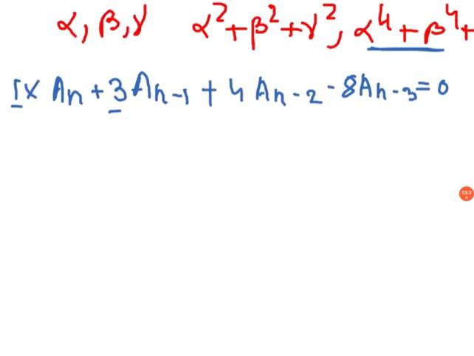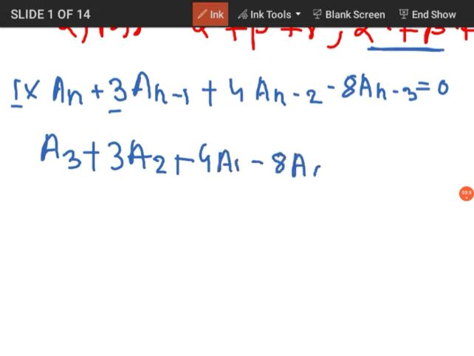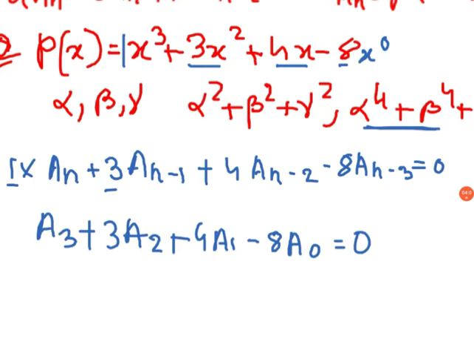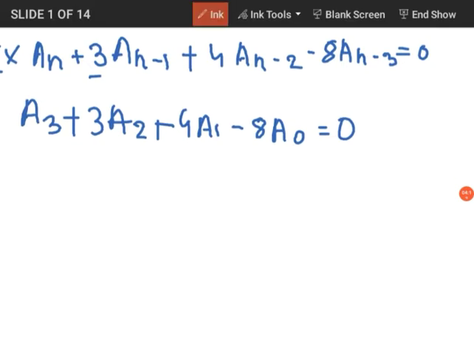First of all, what we will do, let's place n as 3. So a3 plus 3a2 plus 4a1 minus 8a0, where a0 is equal to 0. Correct? Now what is a1? A1 is alpha plus beta plus gamma, and using Vieta's relation we can tell that this is minus b upon a, right? So this will be minus 3. Correct?